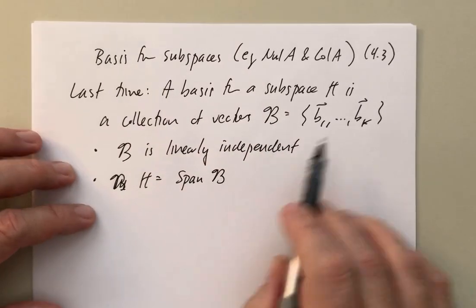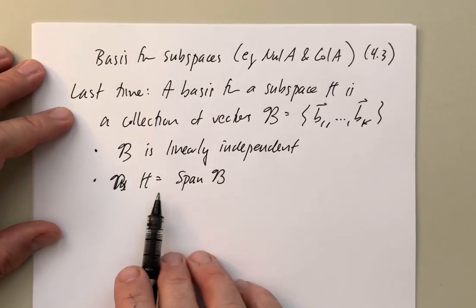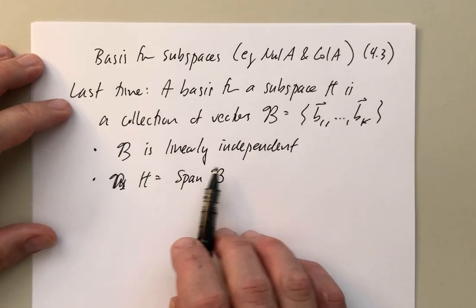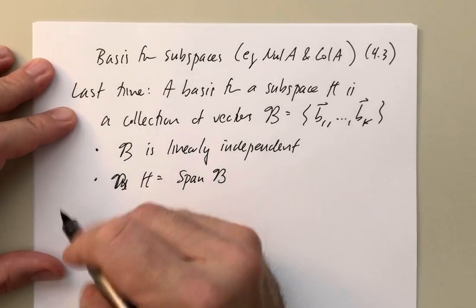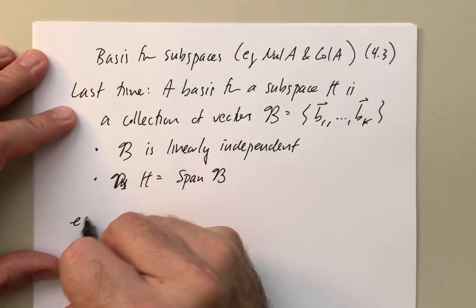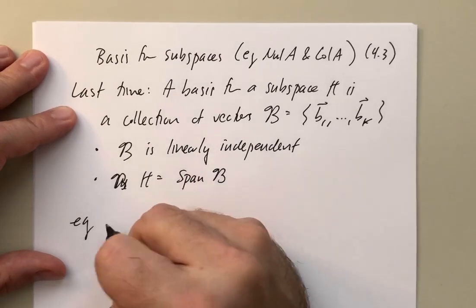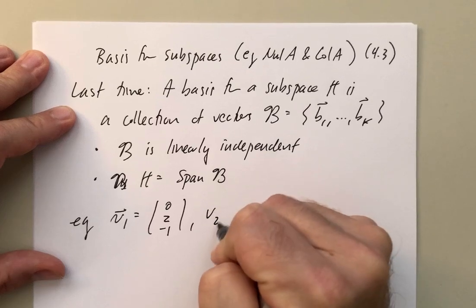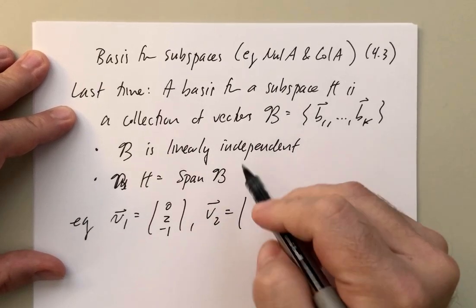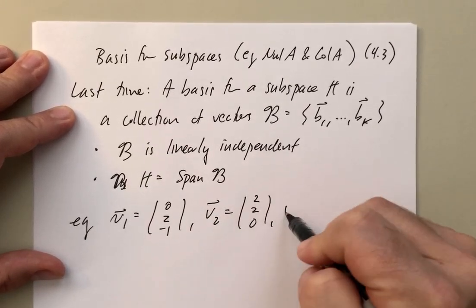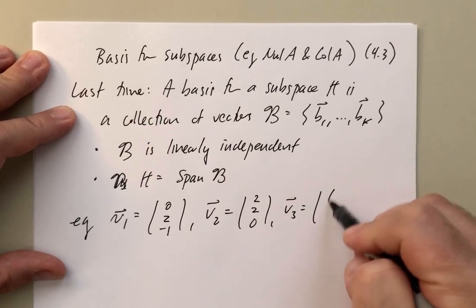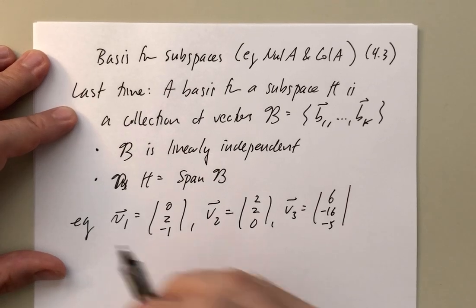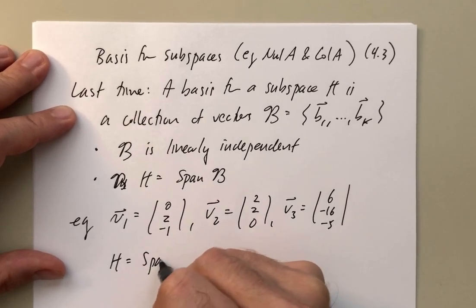So there's enough vectors in your collection that everything in H can be written as a linear combination, but there's not too many vectors that you have any dependencies, any redundancies. Okay, so today we're going to talk about bases for subspaces, and let me do this with an example. So let me start with three vectors in R3: 0, 2, minus 1; 2, 2, 0; and say 6, 16, minus 5. And let me let H be the span of those three vectors.